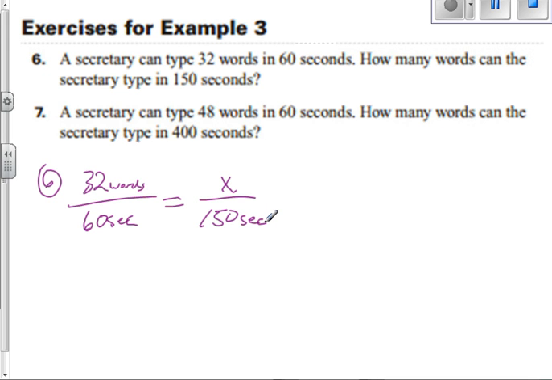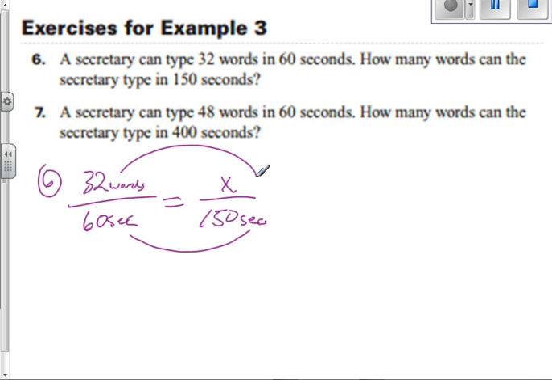Now, the nice thing about proportions is that you can match up the units, all right? So in this particular case, my units are words and seconds. So match up the seconds, either both in the denominator or both in the numerator, and match up the words, either both in the numerator or both in the denominator. I set it up like this. It really doesn't matter. You'll still come out with the same answer as long as the units match in the numerator and in the denominator, okay?